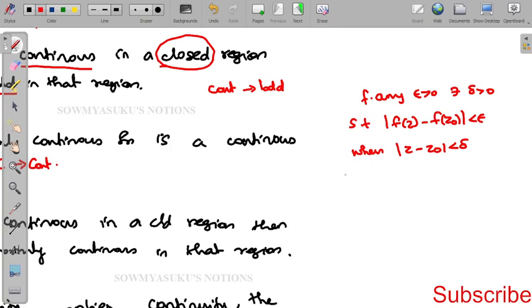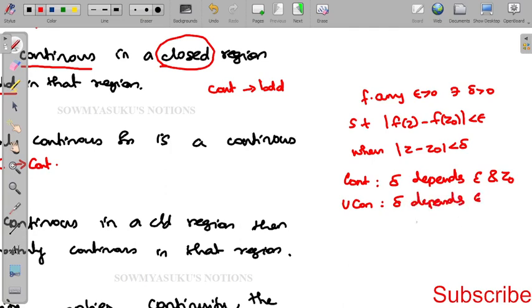But the difference between uniform continuity and continuity is, in continuity, delta depends upon epsilon and the particular point z naught. But for uniform continuity, delta depends only on epsilon, and not upon the particular point z. If it is so, we can say it is uniformly continuous. This is the major difference: for uniform continuity, delta depends upon epsilon and is independent of the point z naught.